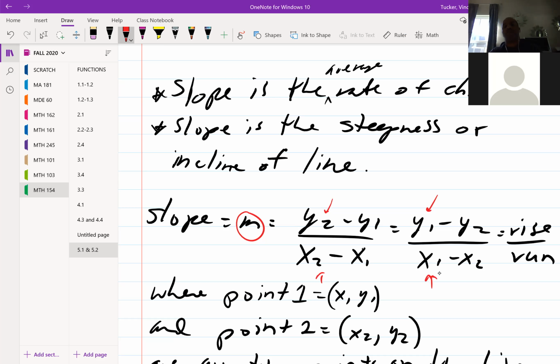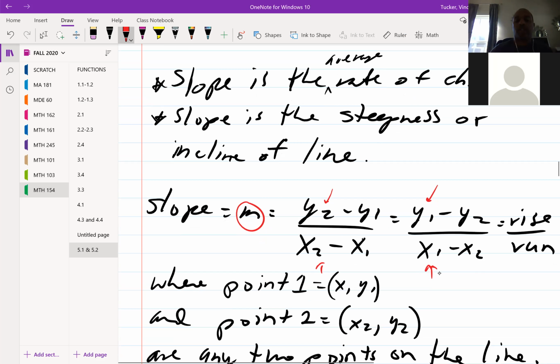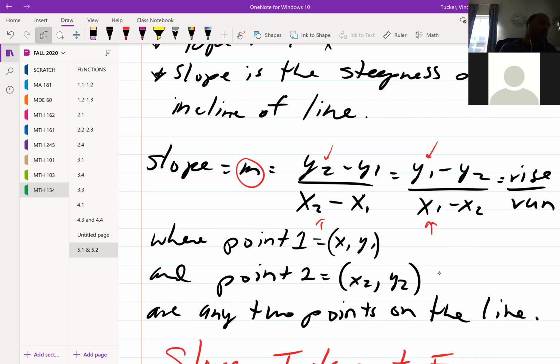And we have point 1 and point 2. Point 1 is (x1, y1). Point 2 is (x2, y2). They are just any 2 points on that line.